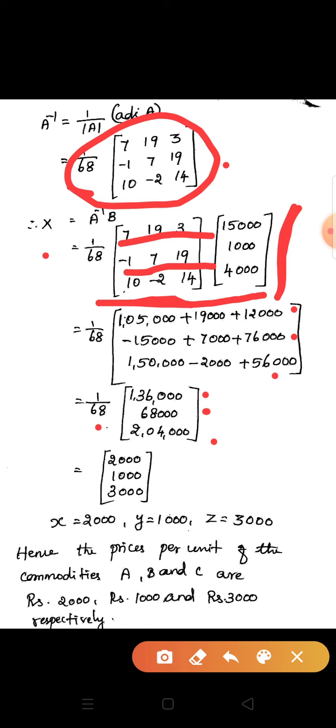We divide by 68, then we get the answer 2,000, 1,000, 3,000. This is equal to X, that is x, y, z. First answer is x, second answer is y, third answer is z. Hence the prices per unit of the commodities A, B, C are 2,000, 1,000, 3,000 respectively. The x answer is the price of commodity A, the y answer is the price of commodity B, and the z answer is the price of commodity C respectively.